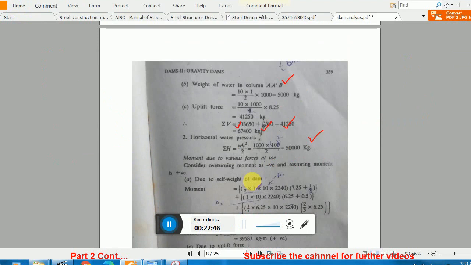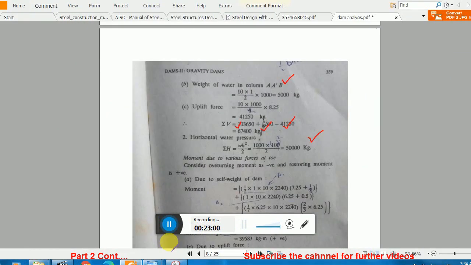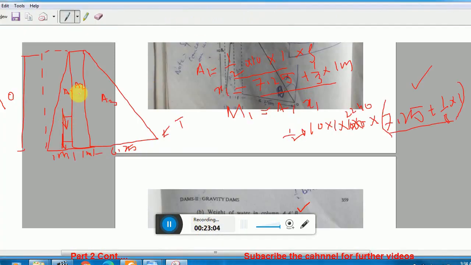Here you see A1, 1 times 10 times... sorry, I'm really sorry, this is not 1000, because this is dam material, so that's why 2240. Clear? Yes, and the rest of the calculation you see. Similarly, you need to do the calculation for A2, A3.